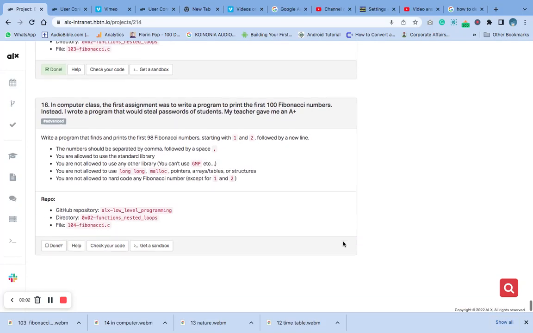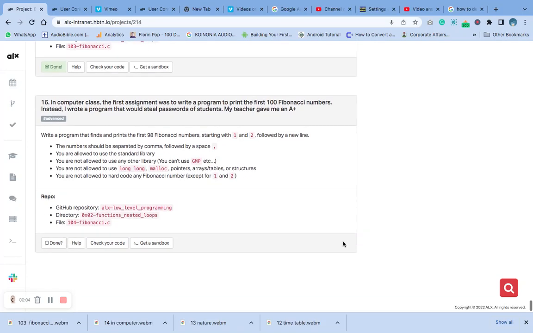Yeah, welcome to the last question of C function and nested loop. So our question is, write a program that finds and prints the first 98 Fibonacci numbers, starting with 1 and 2, followed by a new line. Okay. Please read the instruction, read the following here, read them here.